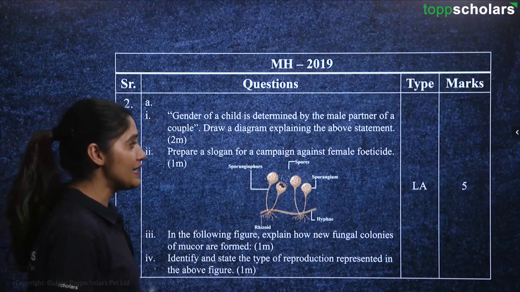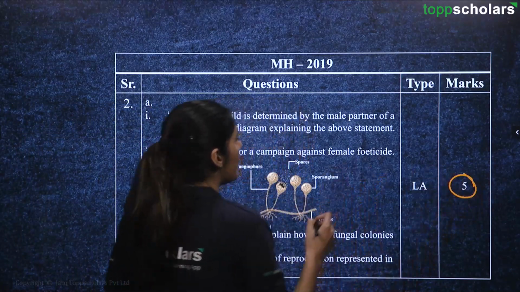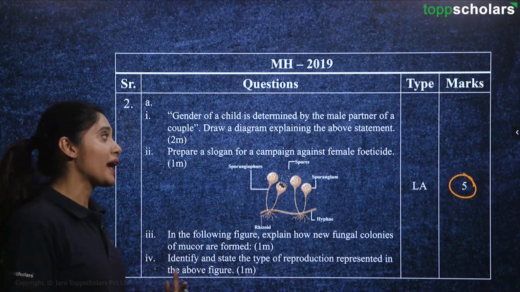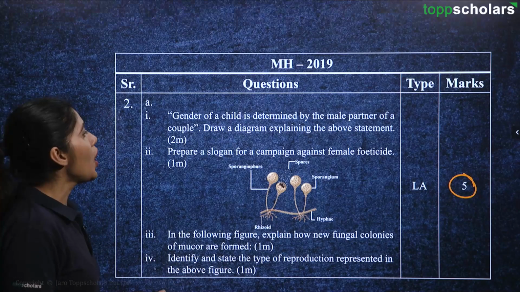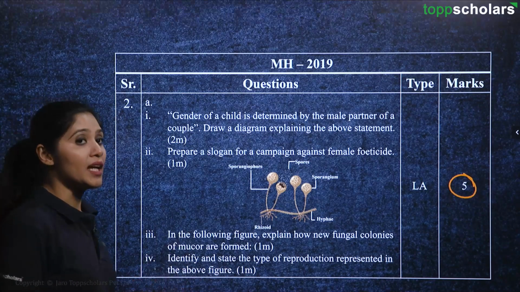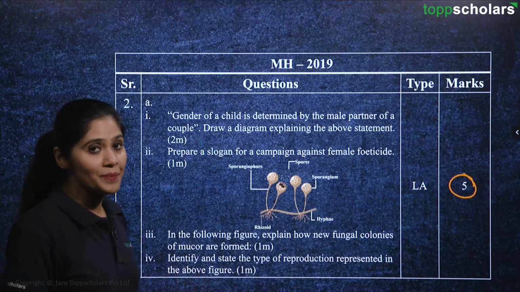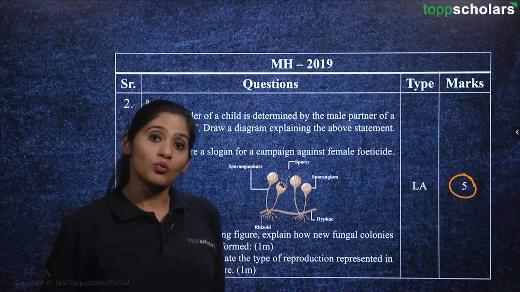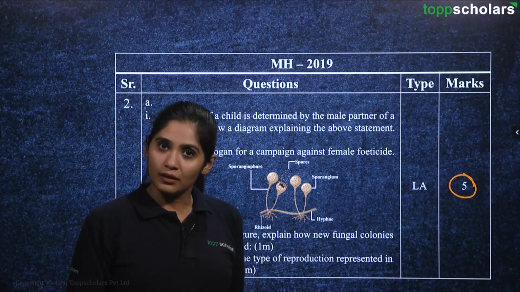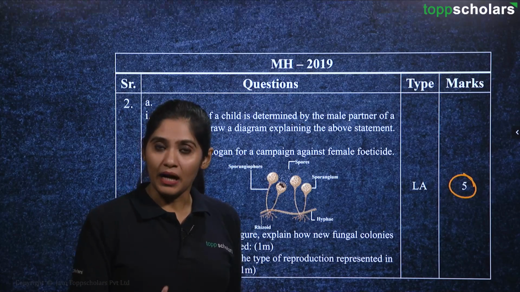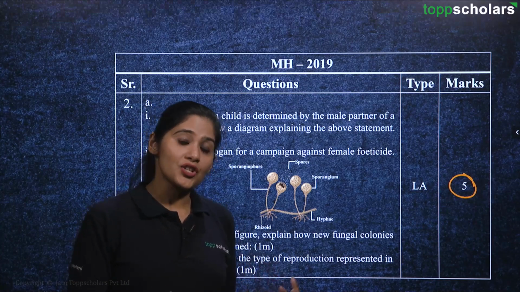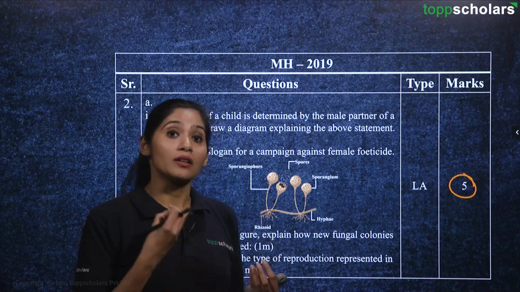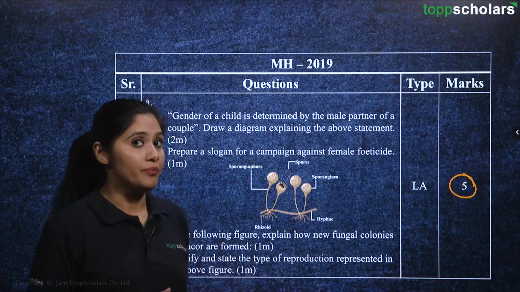Again in 2019, it carries 5 marks. Here the first sub question is: the gender of a child is determined by the male partner of a couple. Draw a diagram explaining the above statement. Now what happens during gamete formation? The 2n or diploid chromosomes are divided into haploid, and then they take part in sexual reproduction. Zygote formation takes place, wherein the zygote's chromosomes are a combination of male and female.